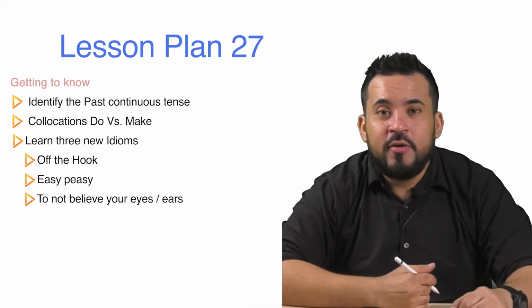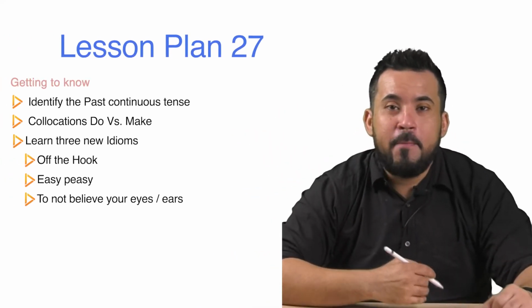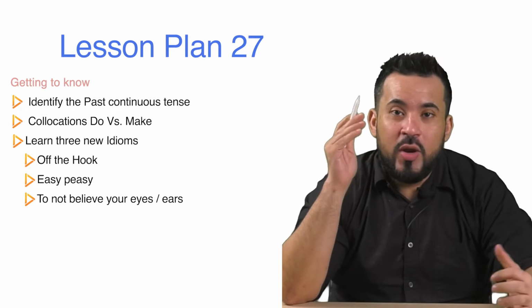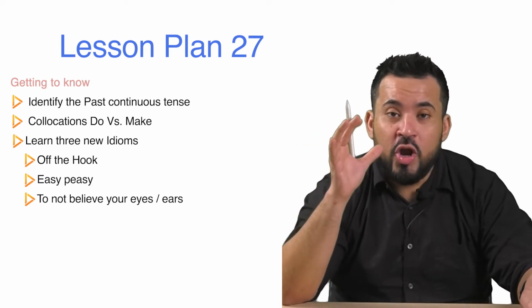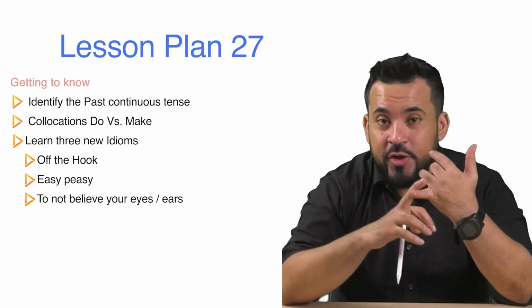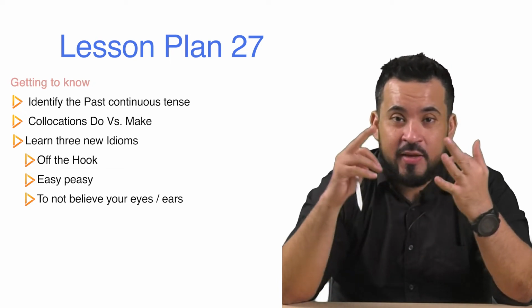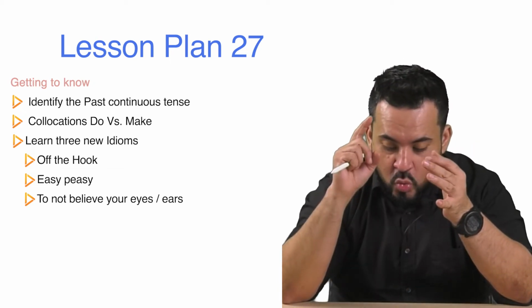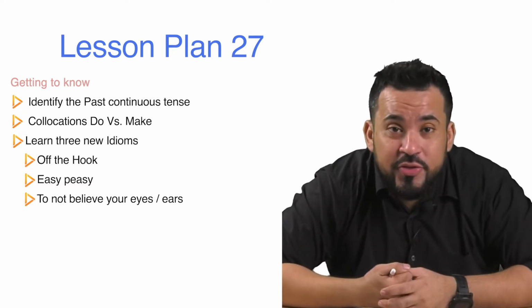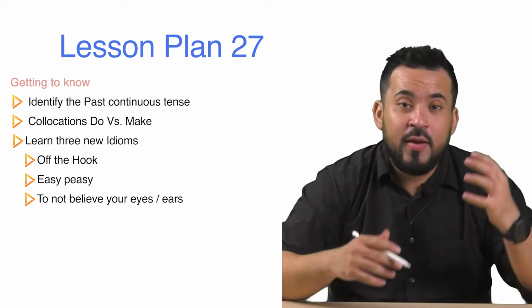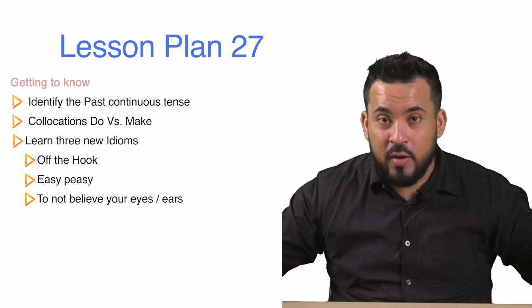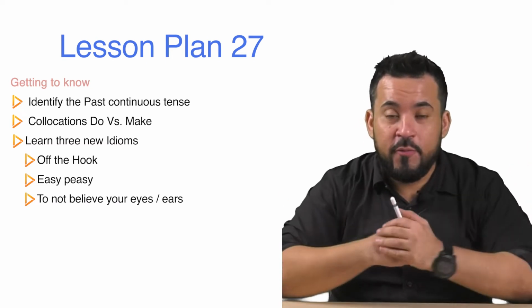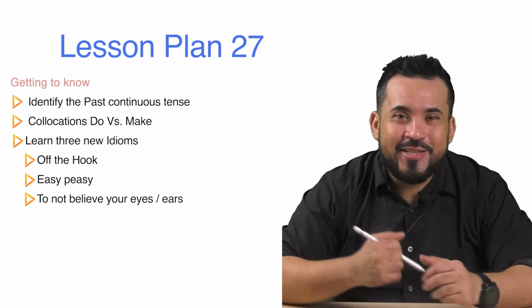Today we are going to take another new tense, and that is the past continuous. We will also learn new idioms: off the hook, easy peasy, can't believe my eyes. And we will also talk about the difference between and among, and different uses for the two. All right, so let's get to it.